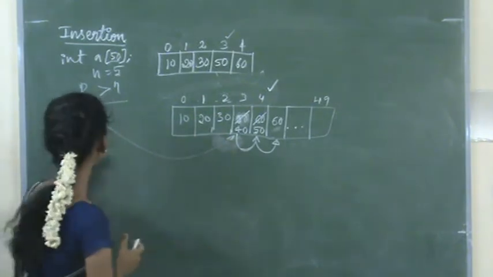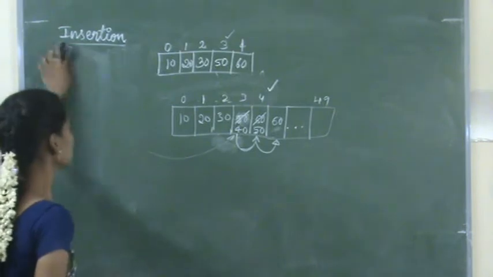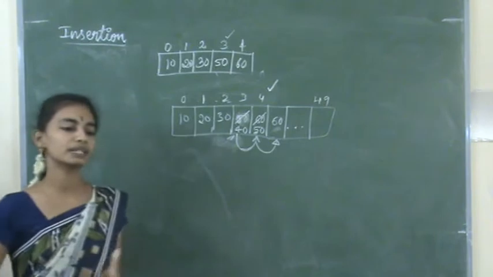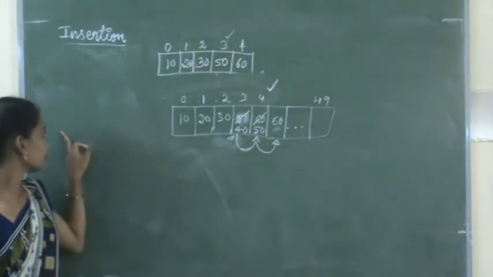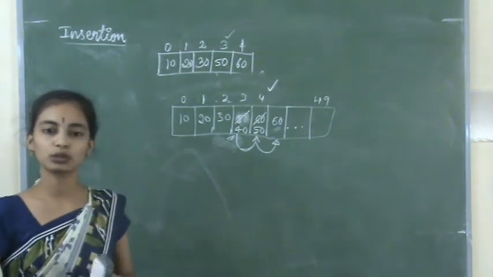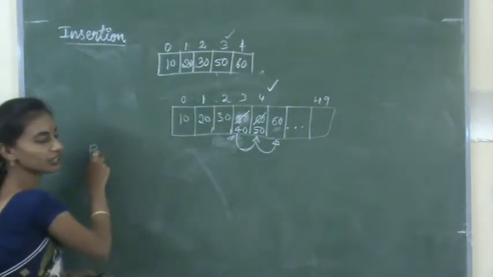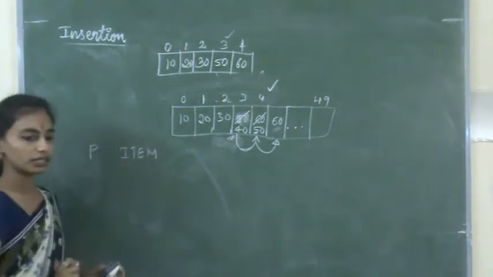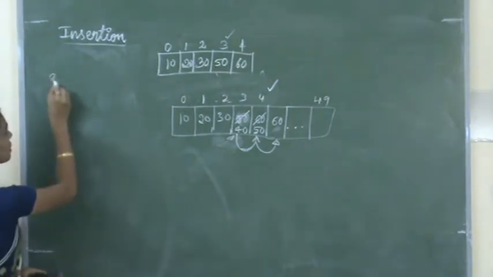So how will we write the algorithm for insertion? Before writing the algorithm we need to write a description. A is an array with n elements and an item is to be inserted at the position P. So we are using position P. In this position we are inserting a new item in the array. Okay. So that is the description. So first step, what is the first step?